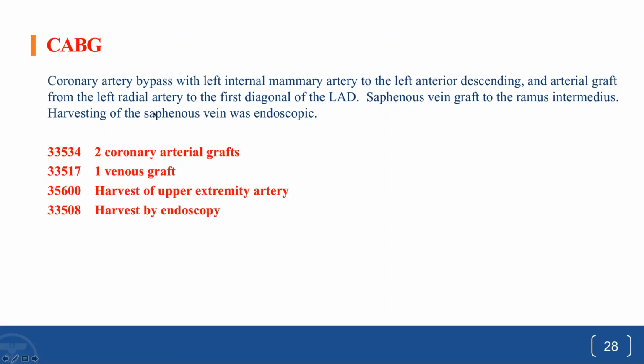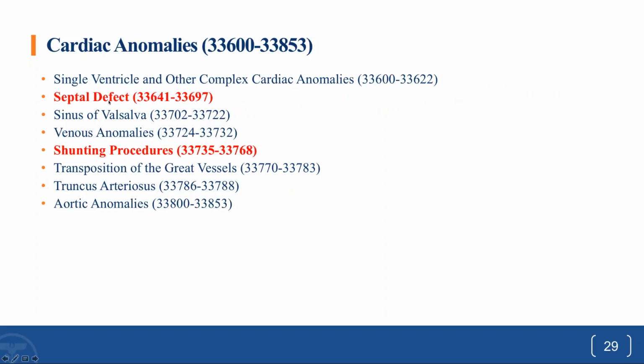And then it says harvesting the saphenous vein. Remember I said they will have it spelled out for you. It's not something you're going to have to create. It says it was endoscopic. So here they have that there were 2 arterial grafts, and then your 1 venous graft, and then the harvesting of your saphenous vein. And once I get to my questions, I'll be able to break it down a little better for you where we can highlight as we go through.